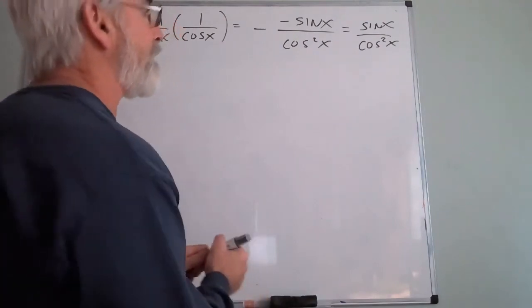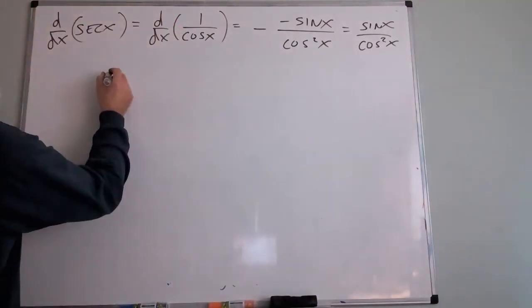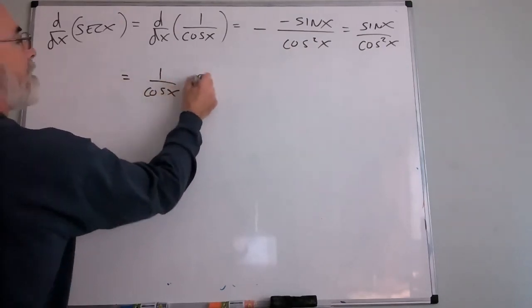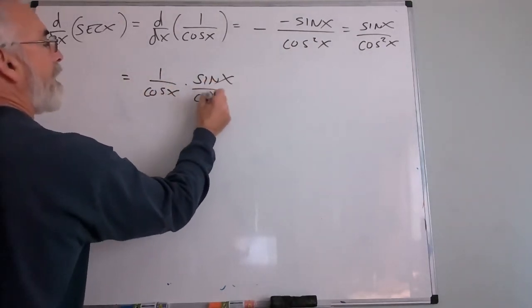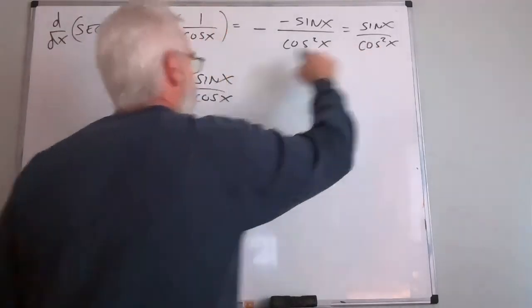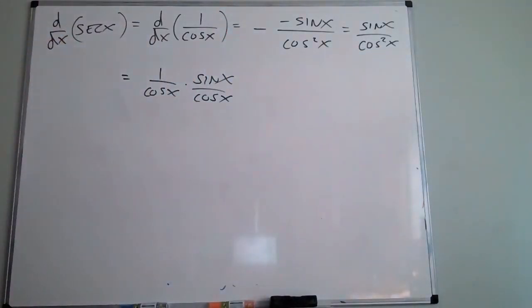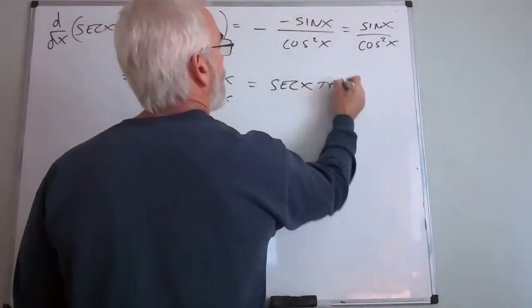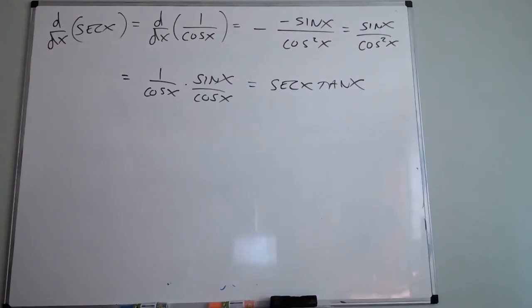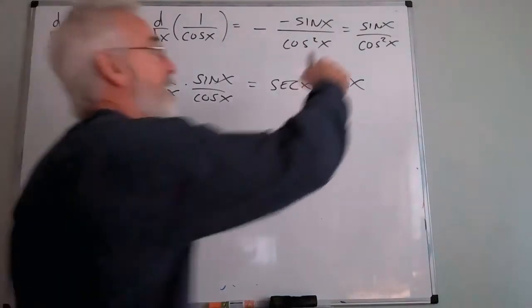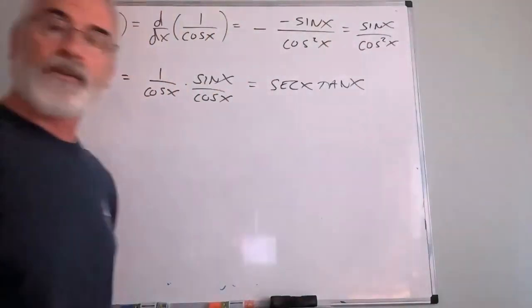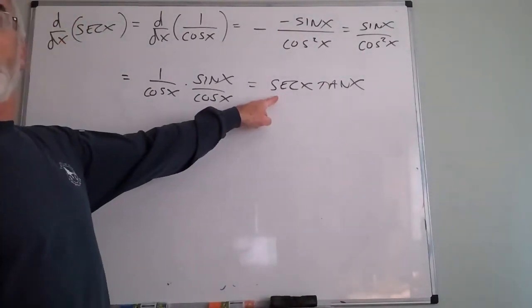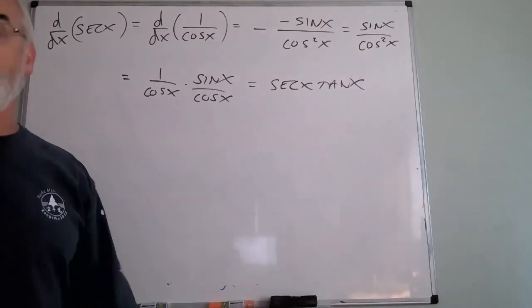So we're going to be a little bit clever. How about if I think of this as 1 over cosine times sine over cosine? If I look at this in this form, then I will see the answer is simply secant x tan x, which is a smaller version of an answer than sine times secant squared, because sine times secant is tangent. So this is the universally accepted derivative of the secant function.